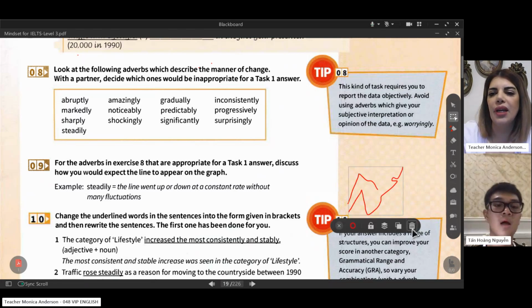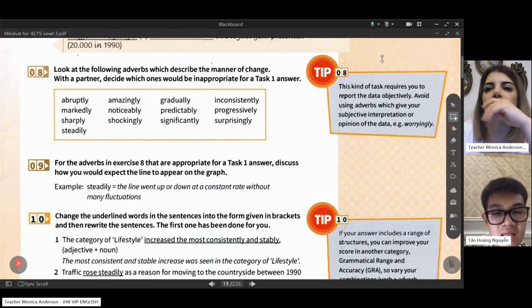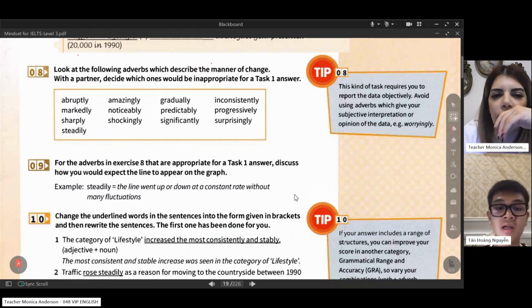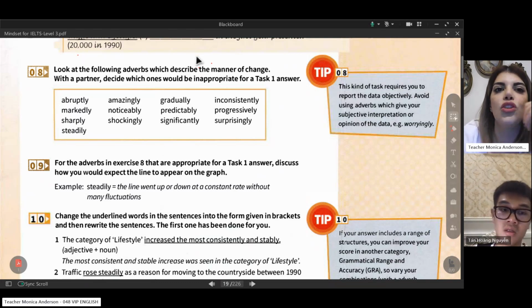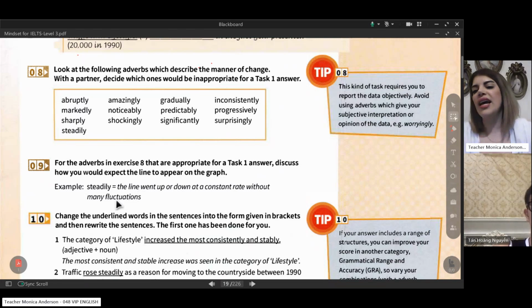And in this exercise, which one is inappropriate? As I told you, amazingly, shockingly, surprisingly, predictably, they are inappropriate adverbs that we don't use while writing task one.